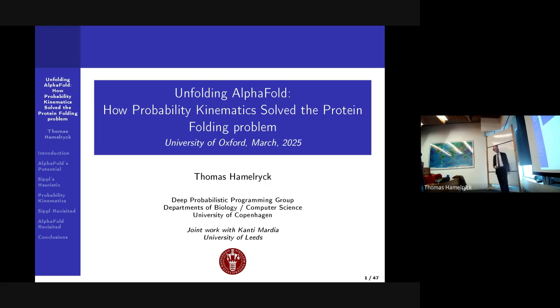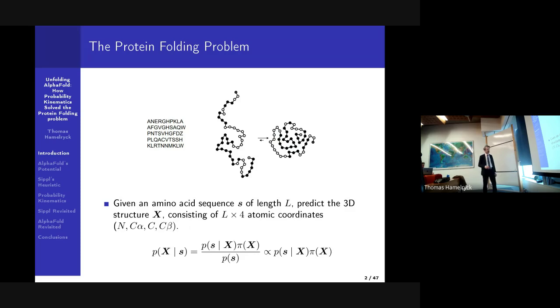So this is the topic I will talk about today. I will talk about AlphaFold, and I will try to explain how there's actually a very nice probabilistic explanation behind the initial success of AlphaFold, and it's quite an under-recognized role that probability plays. And that's what I want to talk about today. This probabilistic underpinning in the initial success of AlphaFold is probability kinematics, and that will be central to the talk today. So let's be precise.